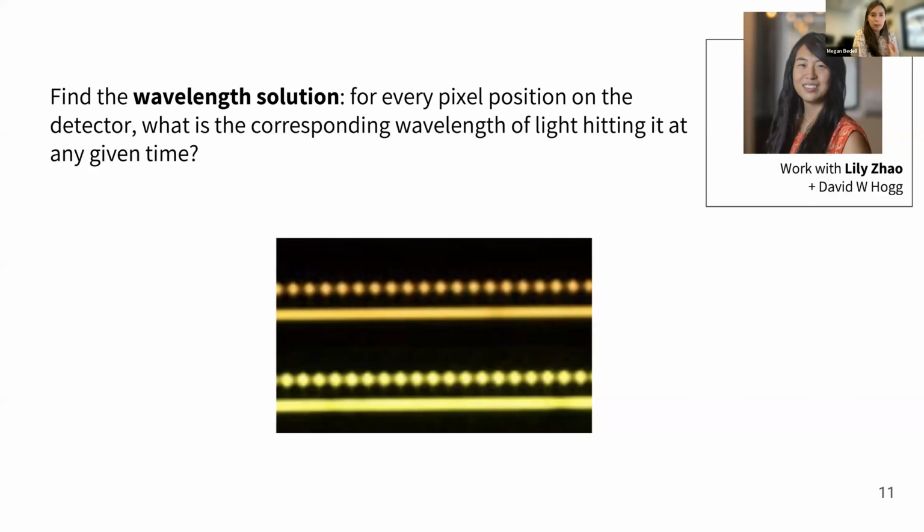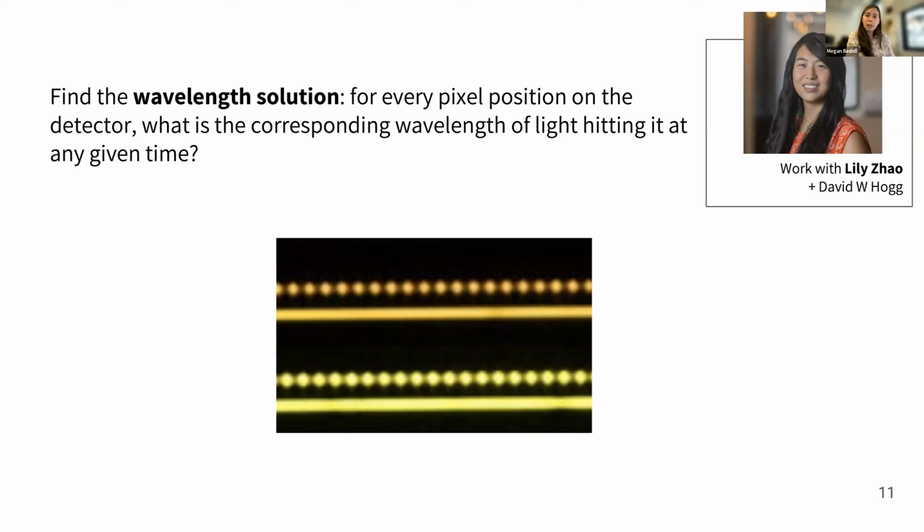This is a section based on work that I did with Lily Zhao a couple of years back. And our mission here was to try and improve the wavelength solutions for the EXPRES spectrograph, which Lily is an expert builder and user of. We want to find a wavelength solution here that accurately and precisely describes the mapping from pixel positions on the detector to the wavelengths of light hitting it. This is an extremely fundamental piece of measuring radial velocities. If you get your wavelength solution wrong, your radial velocities will be wrong.